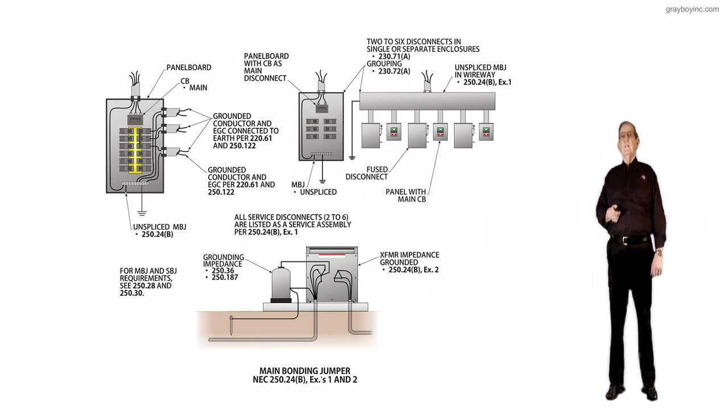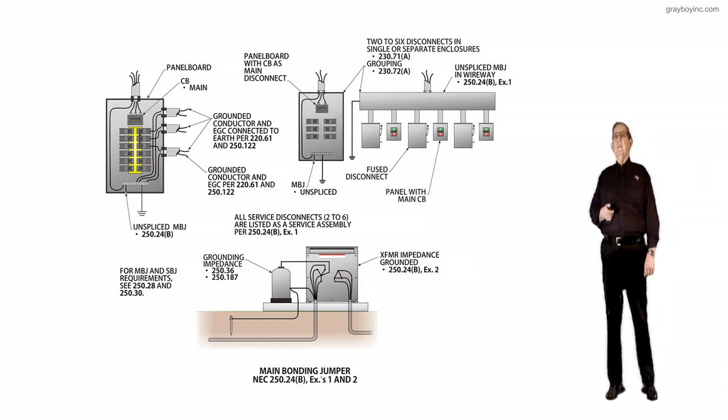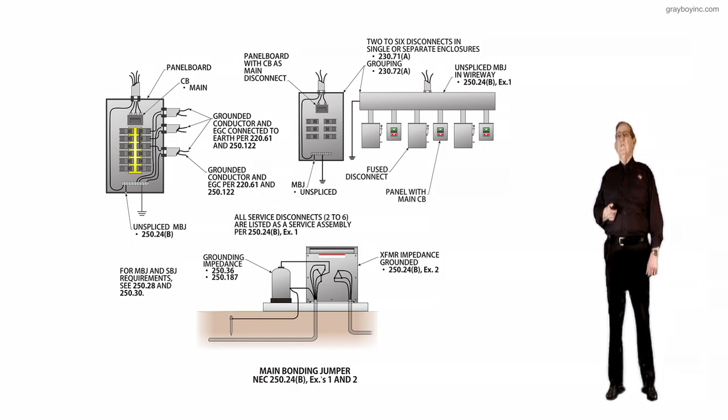You know, 230.71(B), as in boy, lists that information. Now, notice in the auxiliary gutter or wireway to the right there, we have 2 to 6 disconnects and panels, etc. there. Notice that the 2 to 6 disconnects are in single or separate enclosures. Now, notice 230.71(A), grouping, 230.72(A), and thirdly, the unspliced bonding jumper is in the wireway.